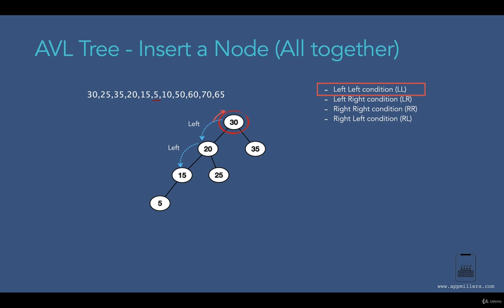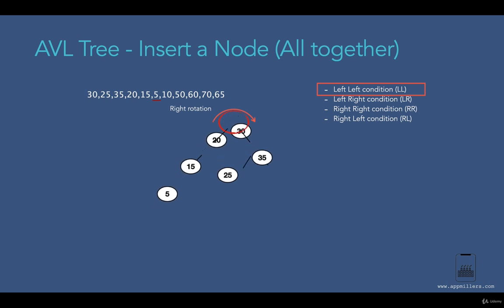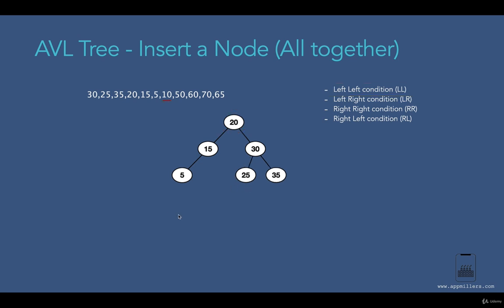Now we know that in case of left-left condition we are doing right rotation. So we are going to do right rotation for 30 over here. Now in this case, when we are doing right rotation, 30 will become the right child of its left child, and left child's right child will become the 30's left child. So in this case, the tree will be like this. So here you can easily see that 30 comes down as a right child of the 20, and 20's right child becomes left child of 30 over here. So 25 becomes over here like this.